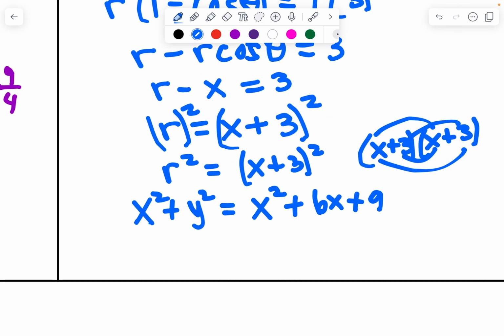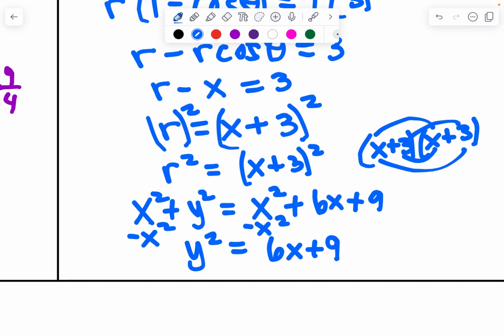And so now, if we solve for y squared, we'd subtract this x squared from both sides. And we'd see that y squared equals 6x plus 9. So this is a horizontal parabola, since it's y squared instead of x squared.